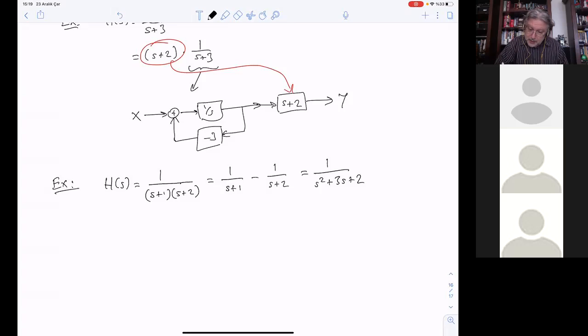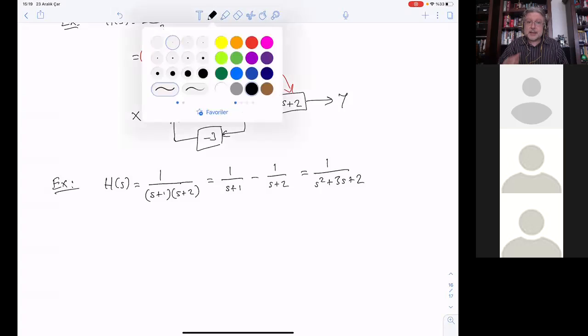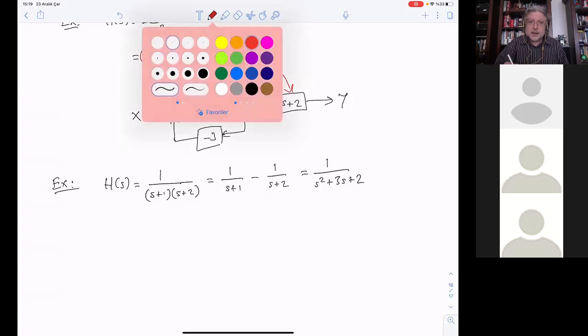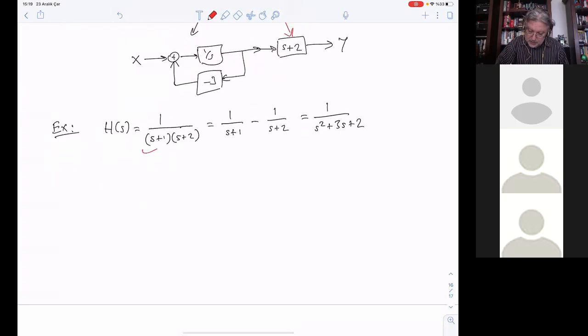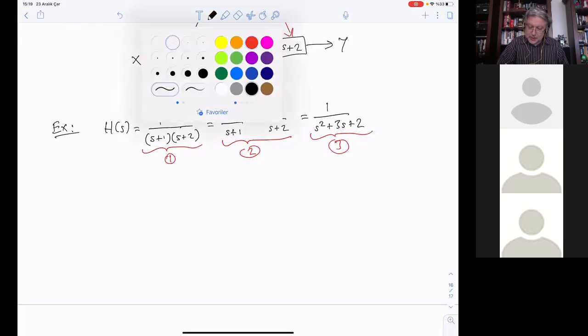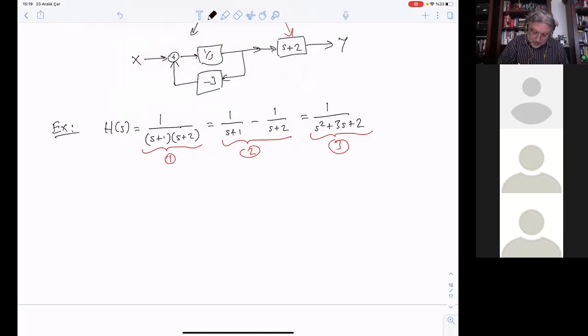I'm going to say that there are these three different equal approaches that will correspond to three different realization forms: 1, 2, and 3. Let's call it this way. So let's do now realization number 1.